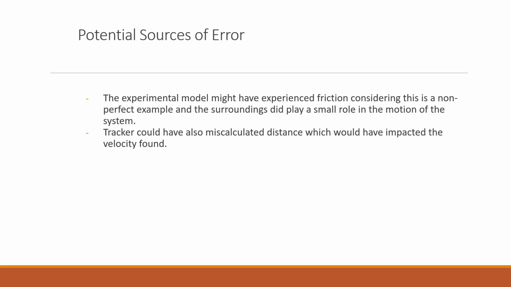Additionally, Tracker could have also miscalculated distance, which would have impacted the velocity found. When you're using Tracker, you have to plot data points as a user. So this could produce some difference in data where it's not exact, right? It's not pinpoint.